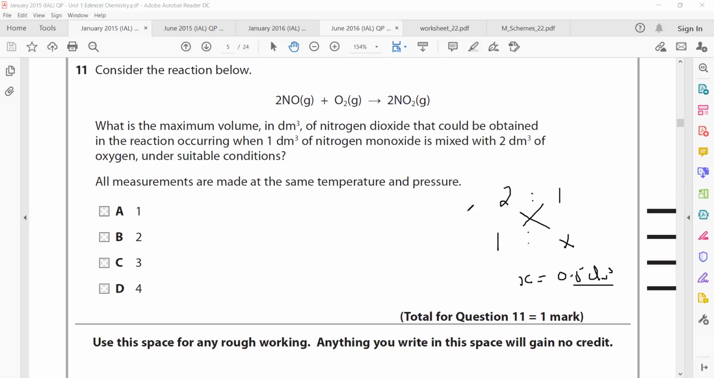If 0.5 dm cube of oxygen is needed, but you have 2 dm cube of oxygen, so oxygen is in excess and nitrogen monoxide is limiting. The ratio between nitrogen monoxide and nitrogen dioxide is 1:1, because 2:2 or 1:1. So if I have 1 dm cube of nitrogen monoxide, I will have 1 dm cube of nitrogen dioxide. That is why A will be the right answer. So whenever both reactants are given, you have to find the limiting reagent.